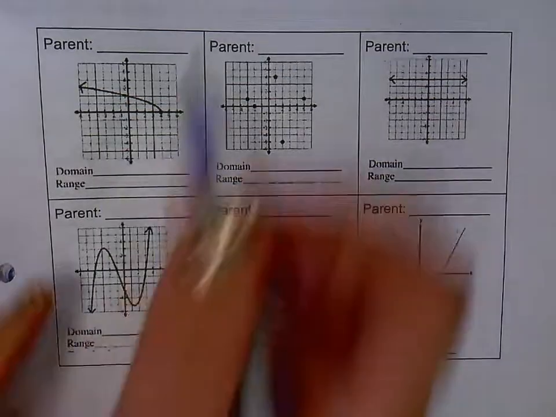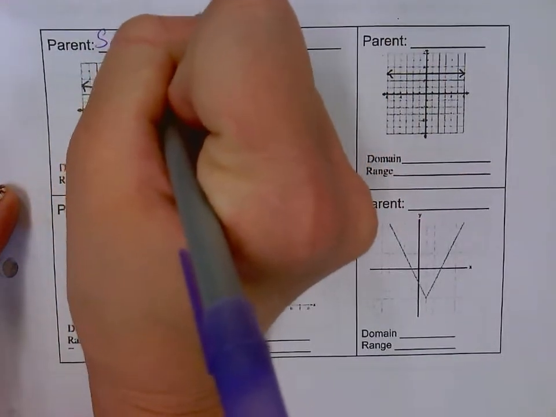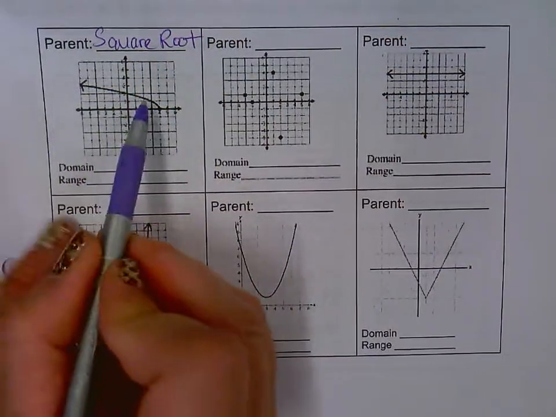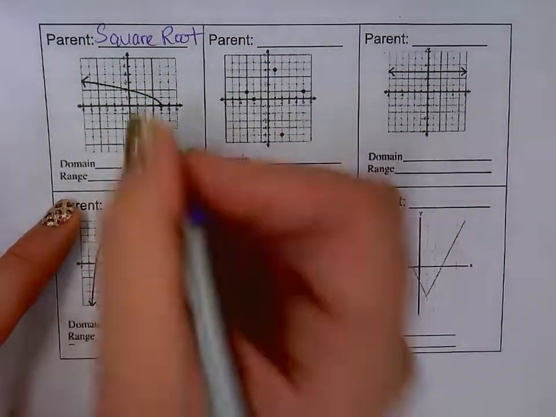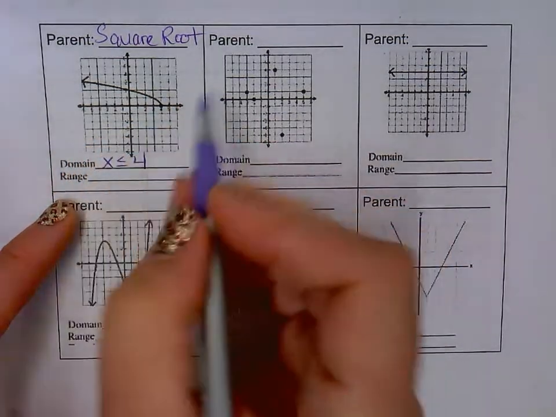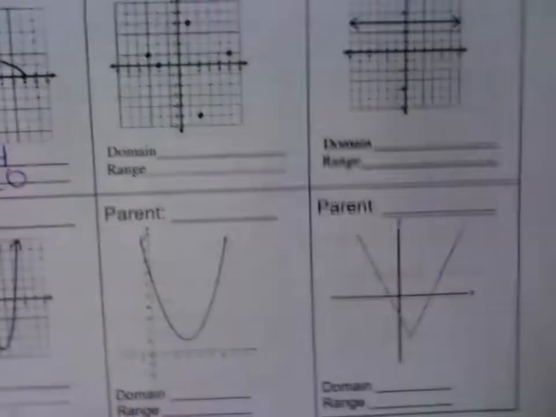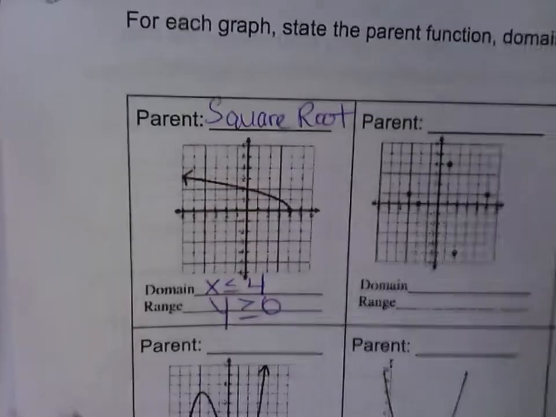This should have been square root, right? So that's the square root function. It's a sideways half a curve. Let's see, all the x values are what? Less than or equal to 4, and all the y values are greater than or equal to 0. Does that look right for question number 1?